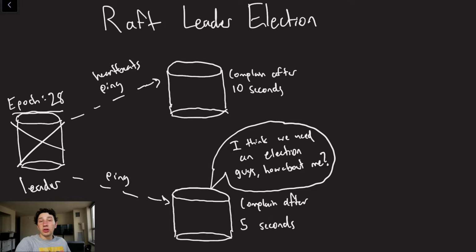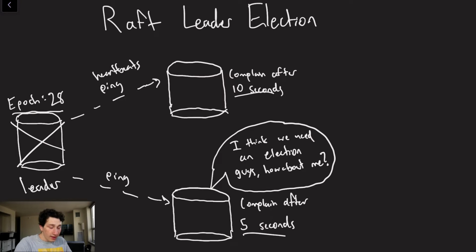Obviously, we don't want them all complaining at the same time because then it's just going to be bad for our system. We're going to have a lot of network traffic, a bunch of other stuff. So let's say we randomize the amount of time it takes for each follower to complain. This guy will complain after 10 seconds. This guy will complain after 5 seconds. Because the bottom node is going to complain sooner than the top one, it is going to be the one that ultimately proposes a new election.